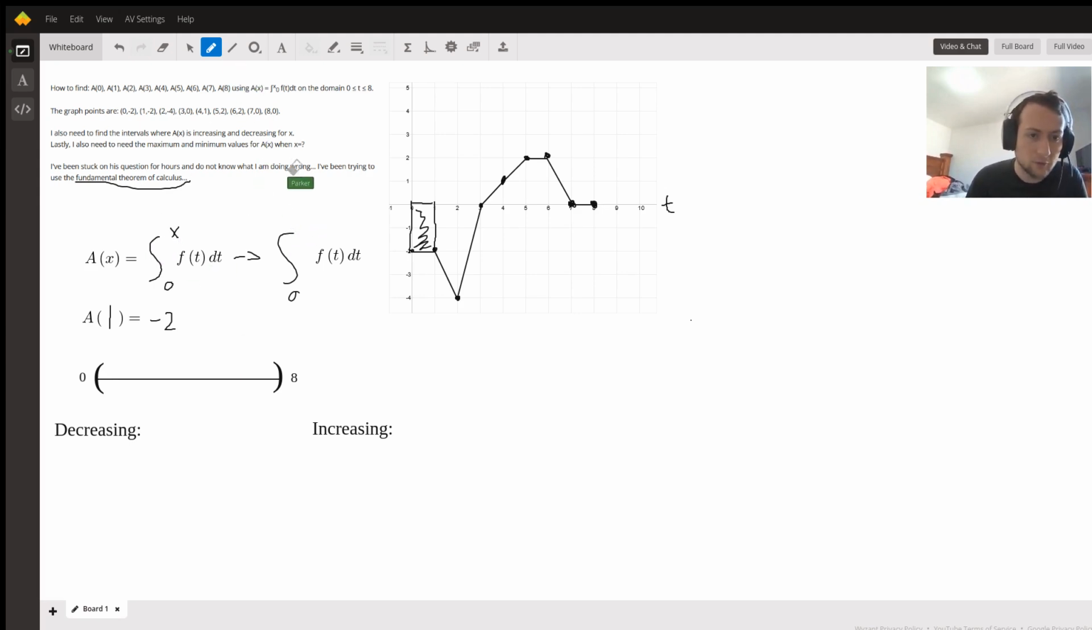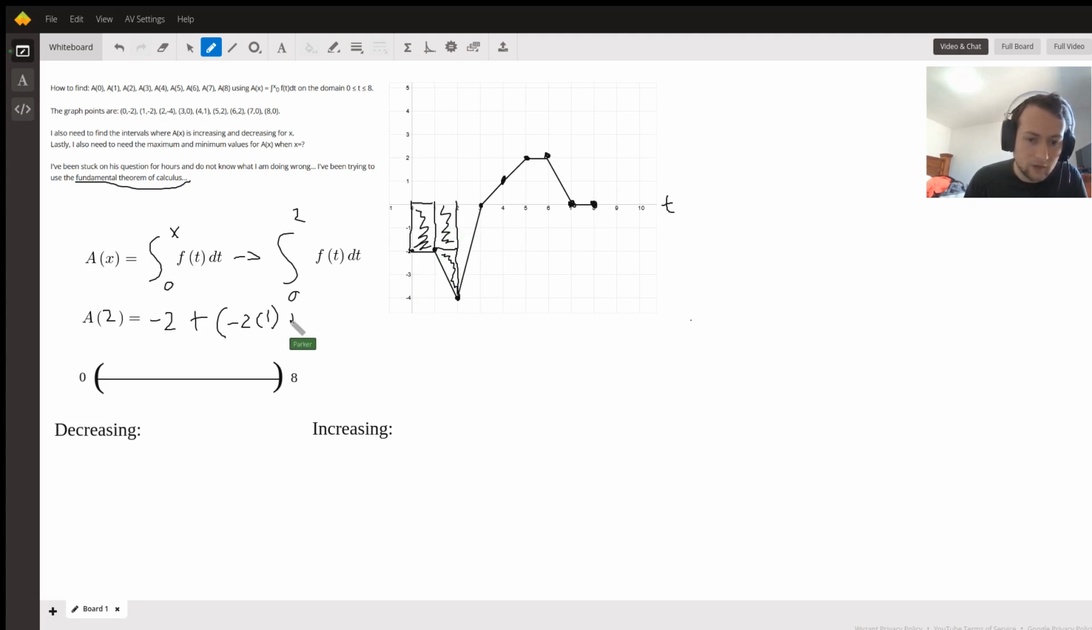When we do A of 2, that means the integral is going to go from 0 to 2. Next, we're going to add the area under the curve from 0 to 2, and the way we do this is we separate it into easy geometric figures here, and then we add them together. So it's going to be negative 2 plus, this is the area of the rectangle. This rectangle here has a height of 2, a base of 1.